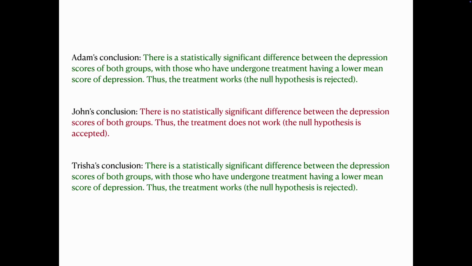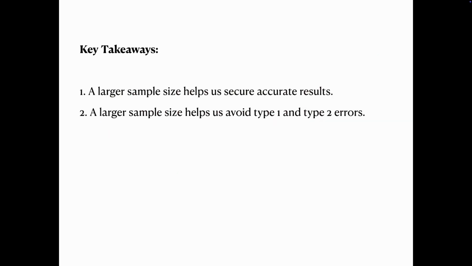So, what do we learn from this? We learn that a larger sample size helps us secure accurate results. Okay, a bigger sample size is always better. Secondly, a larger sample size helps us avoid type 1 and type 2 errors. Right. So problems like false positives are avoided when you have a larger sample size. So I know time and money is always a constraint, but as researchers, we must try to ensure that we always have a large enough sample size so that we can accurately test the hypothesis and come to the right conclusion. I hope you found this video useful.